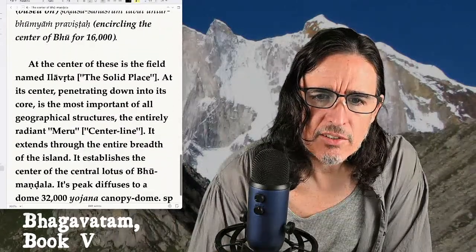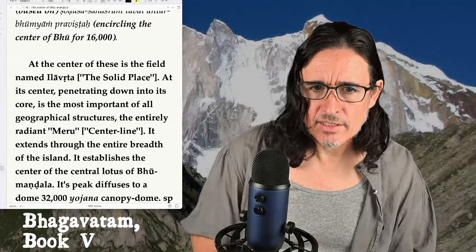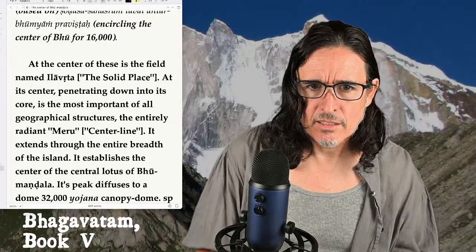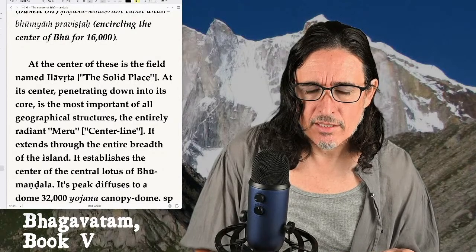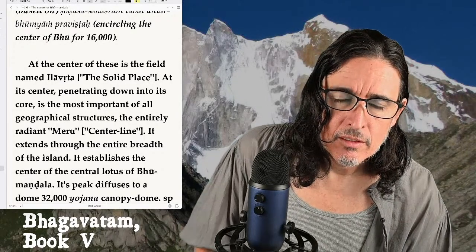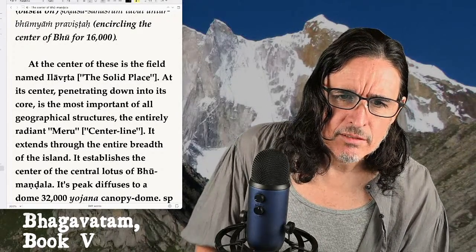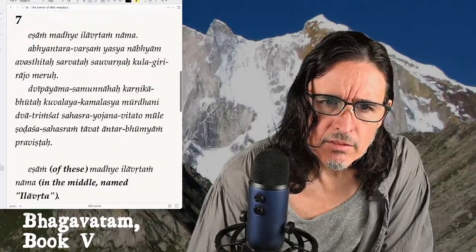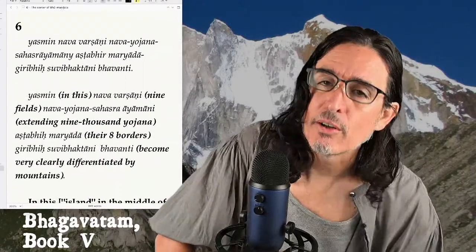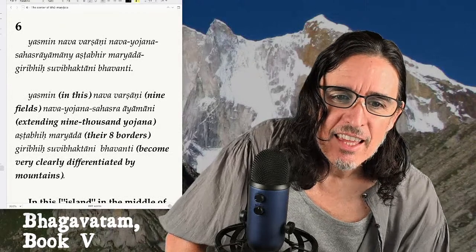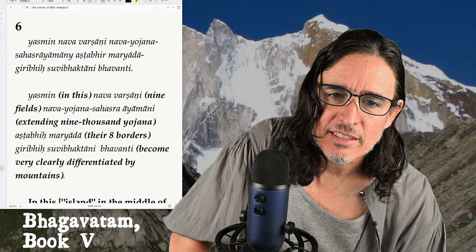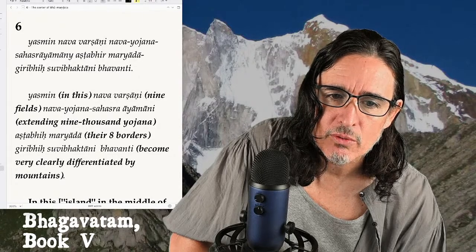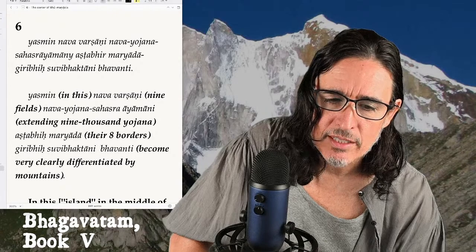Here he's saying at the center of these is the field named Ilavrita, which means the solid place. At the center of these, we seem to have skipped. Here we go. Sorry, we skipped this 6. Yasmin Navavarshani Navayojana Sahasrayan Yashtabhir Maryadagiribi Suvibhaktani Bhavanti.